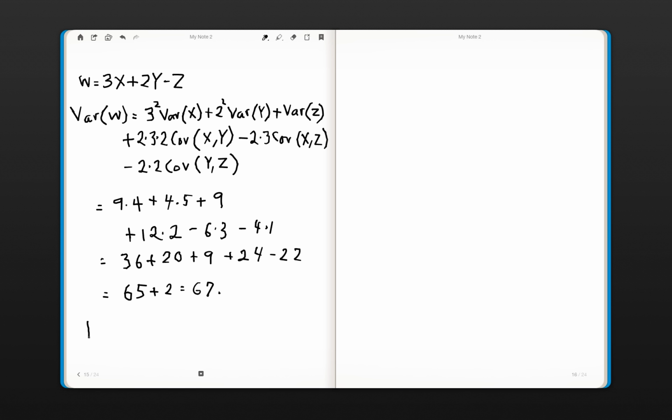So the final answer for this problem is that the expected value of w, which we already determined was 4, and the variance of w is equal to 67. And we're done. Thank you very much.